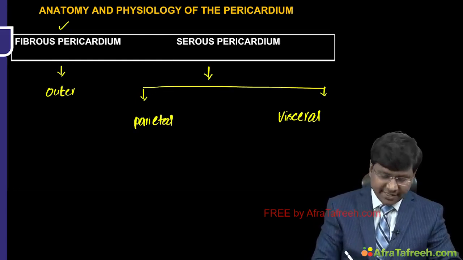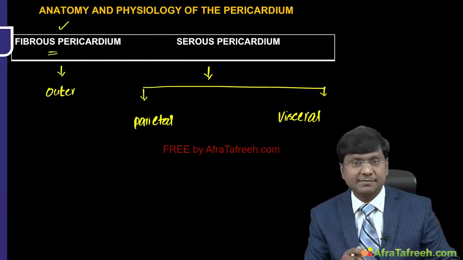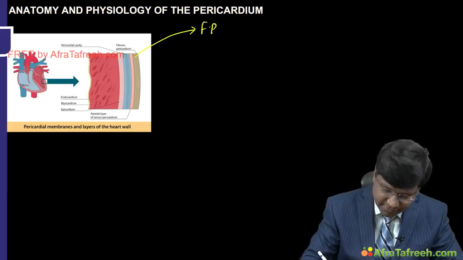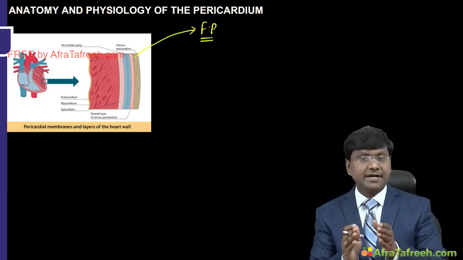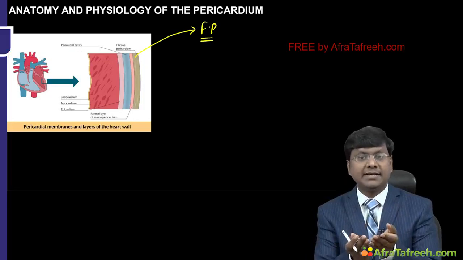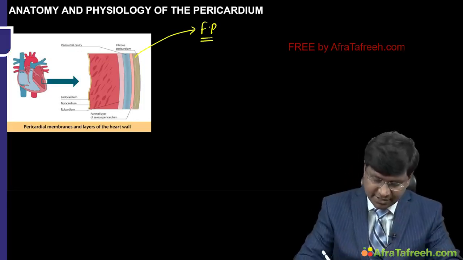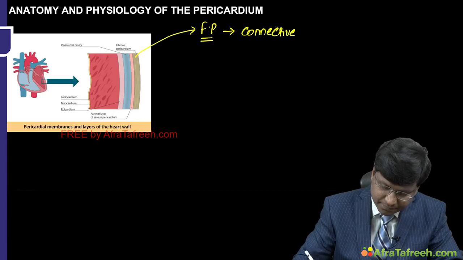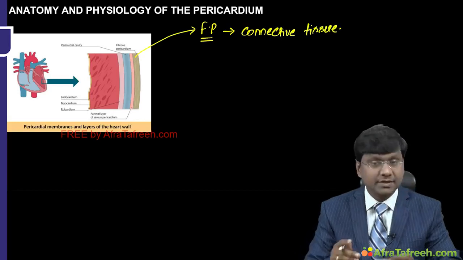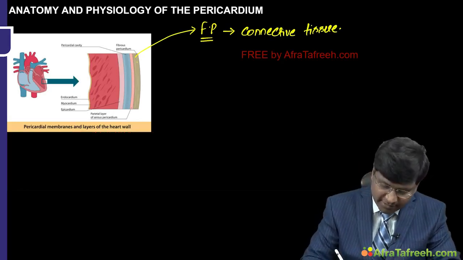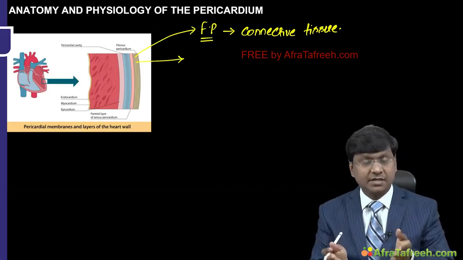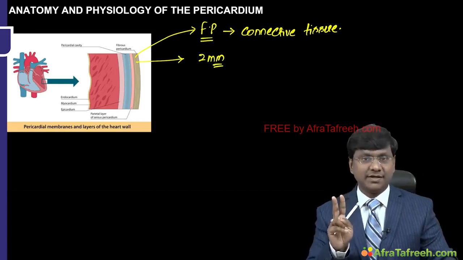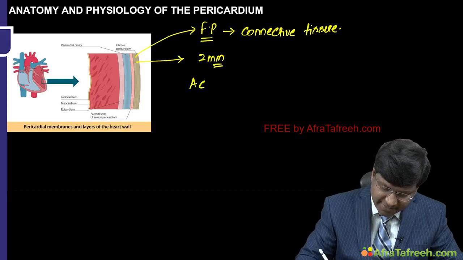Now let me give you a detailed discussion about the fibrous and the serous pericardium. If you take the fibrous pericardium, you see here, this is the fibrous pericardium. Remember, it is the outermost layer of the pericardium, and it is composed of connective tissue. What will be the thickness of this fibrous outer layer? The thickness is around 2 millimeters, and this fibrous pericardium is acellular.